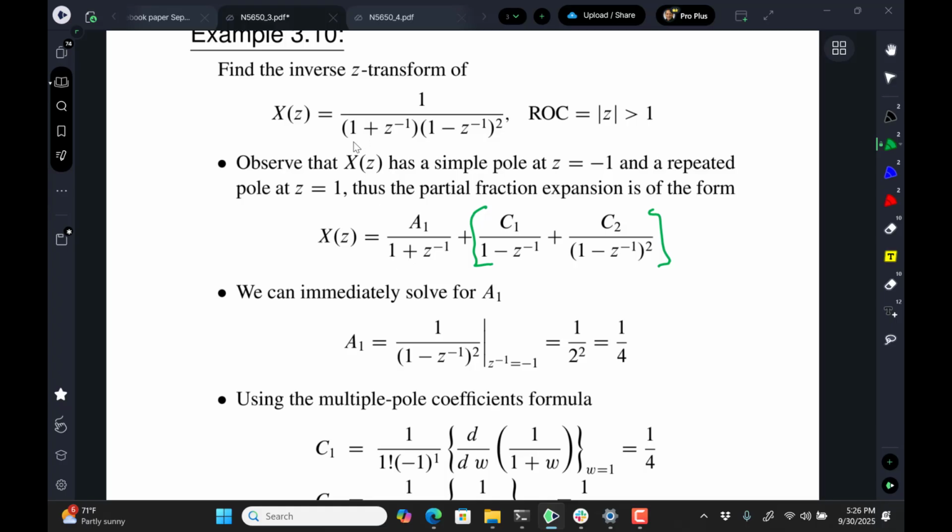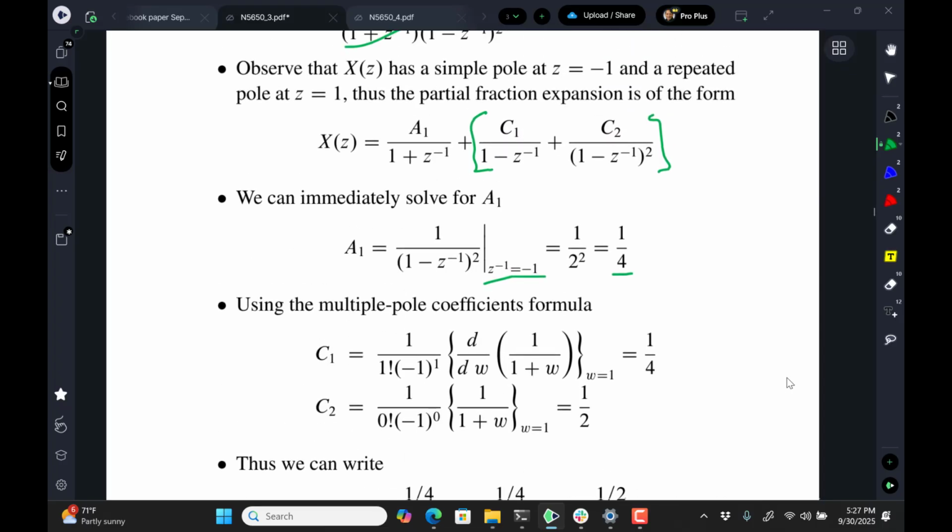That'll make this cancel out, and then we'll be left with 1 over 1 minus e to the minus 1 quantity squared. We plug in the inverse of that root, and that root happens to be at minus 1, so we take 1 over minus 1, we get minus 1, plug that in for z to the minus 1, and we get 1/4 for our coefficient.